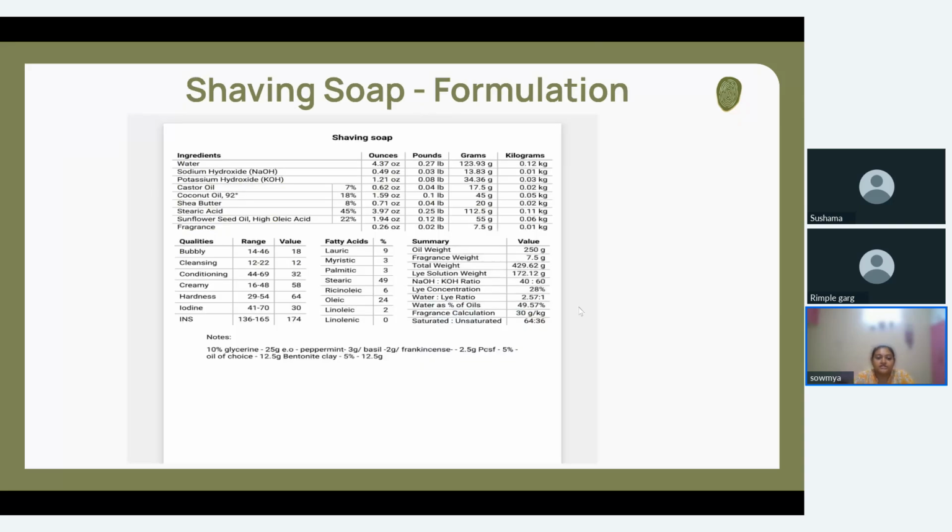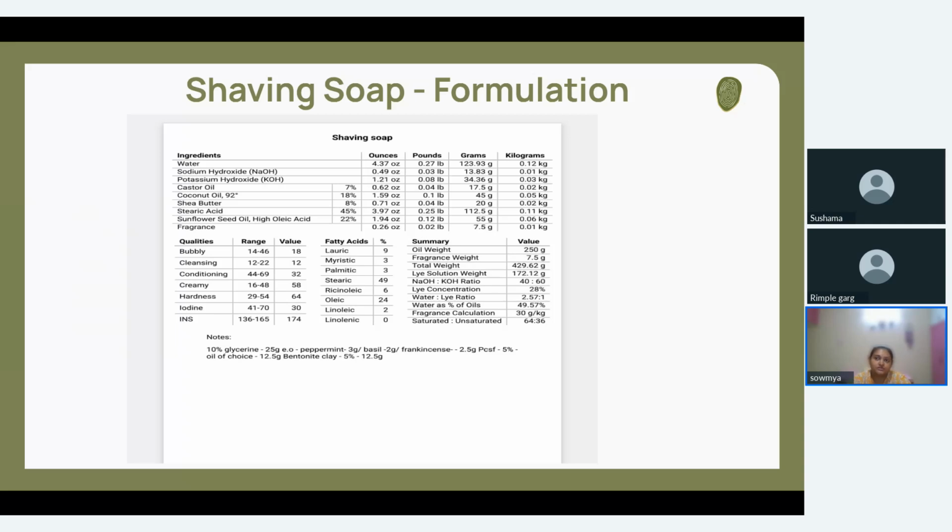This will be the formulation for the next class. In the next class we will be doing this shaving soap, and I will share this formulation once again with you. We are going to do a dual lye shaving soap. I have chosen 40 percent sodium hydroxide and 60 percent potassium hydroxide. For shaving soaps, we will generally keep the sodium hydroxide percentage a little high.